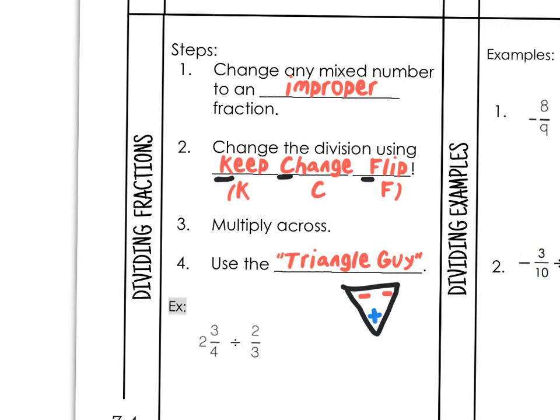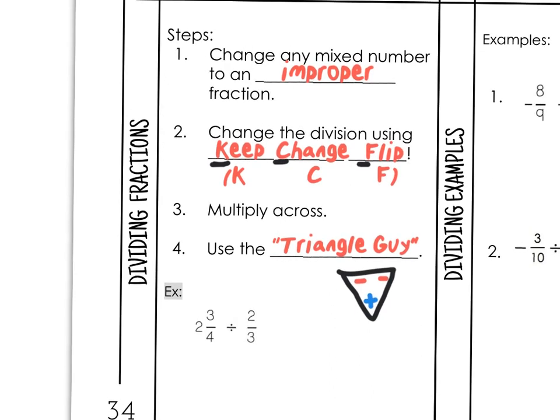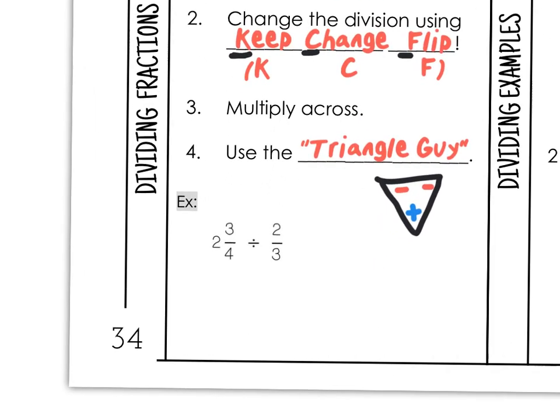Okay, so let's apply these steps to the example down here. The first step says to change any mixed number to an improper fraction. So looking at our example here, we do have one mixed number that we're going to make improper. So here we're going to do 4 times 2 plus 3, that's going to be 11 over 4, so that's our improper fraction. And then we're going to bring down the second fraction with the division symbol, excuse me.